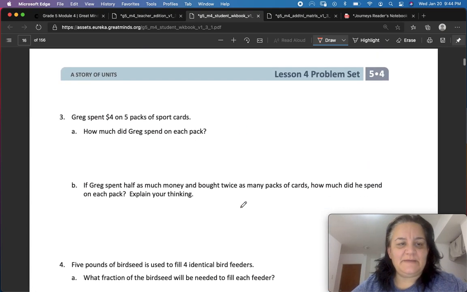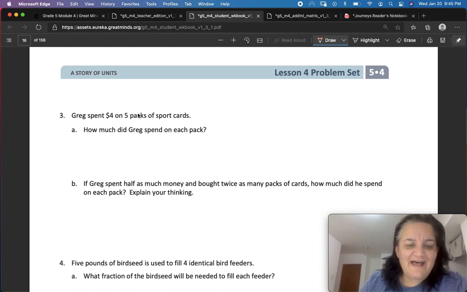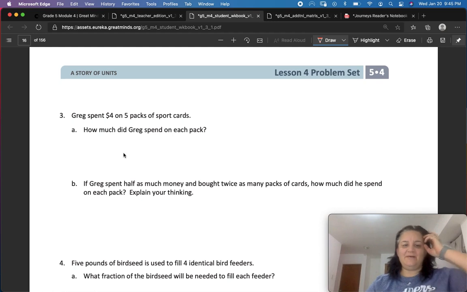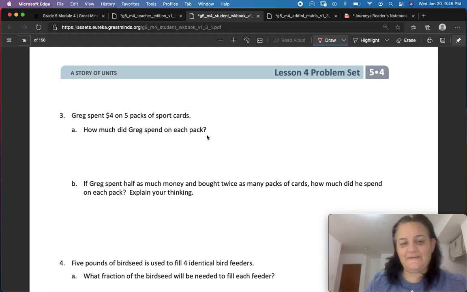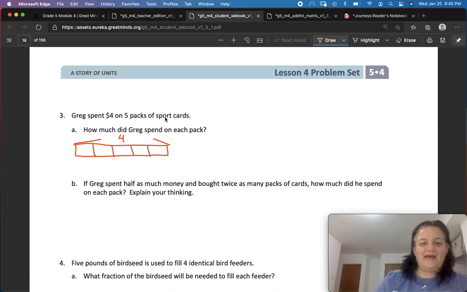And number 3, we're going to do some story problems. Greg spent $4 on 5 packs of sports cards. How much did Greg spend on each pack? Okay, so he had $4. I'm going to use my tape diagram. This tape diagram represents $4, and I'm going to divide it by 5 packs. So 1, 2, 3, 4, 5 packs of sports cards.